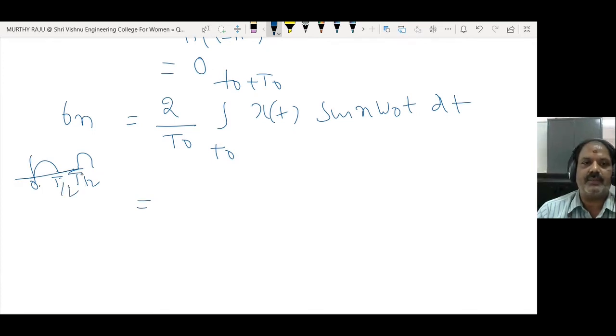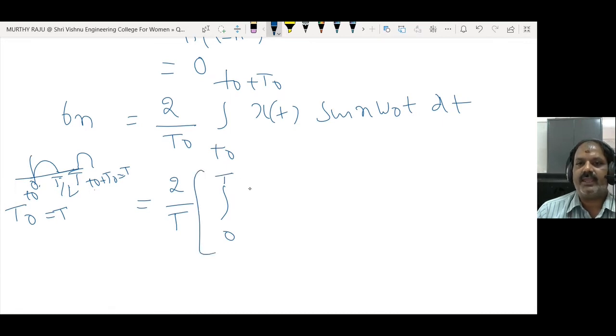This one is T by 2. This one is T. Therefore, T naught is equal to T. Small t naught is equal to 0. Small t naught plus capital T naught is equal to T. Put small t naught is 0: 0 plus T naught is equal to T. Therefore, T naught is equal to T. The limits are 0 to 0 plus T naught, that is 0 to T.